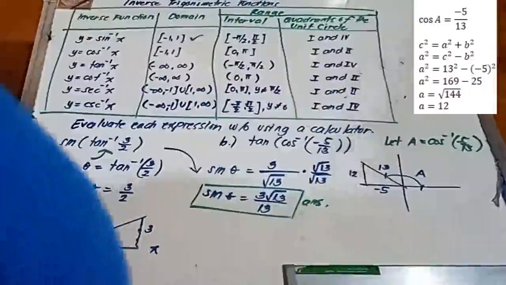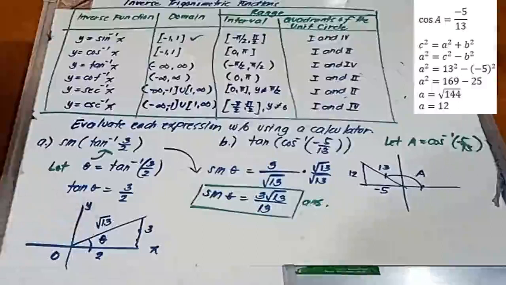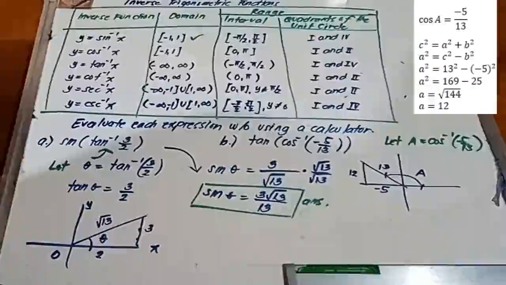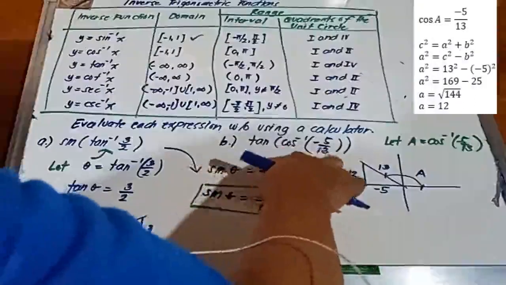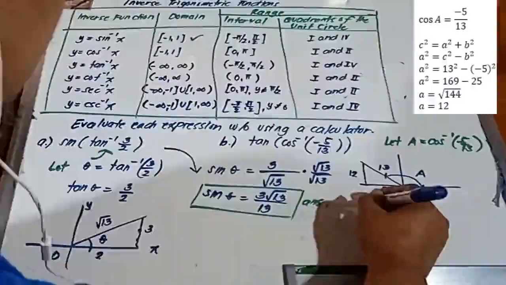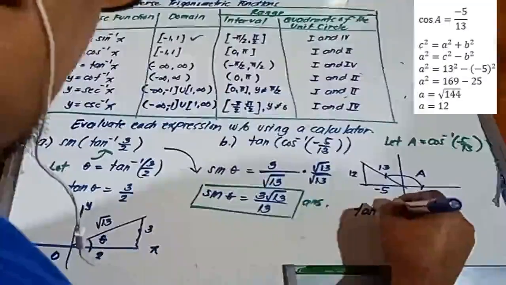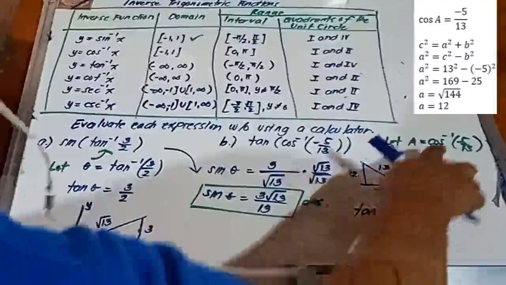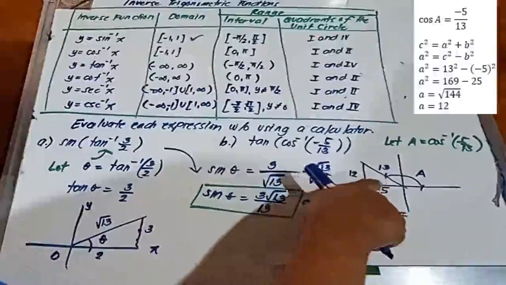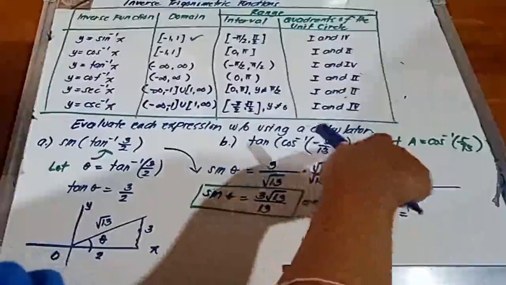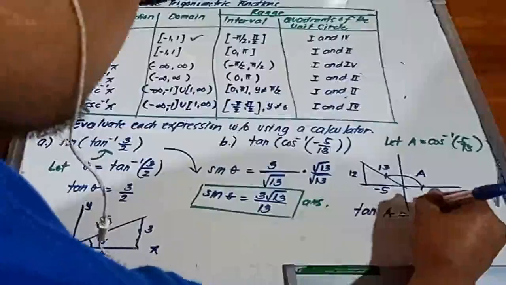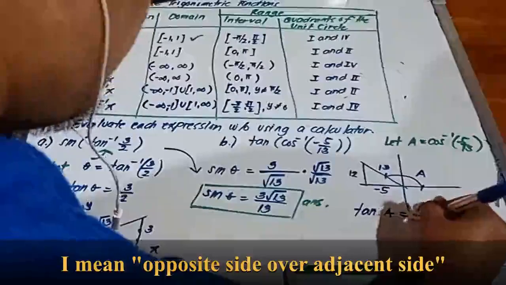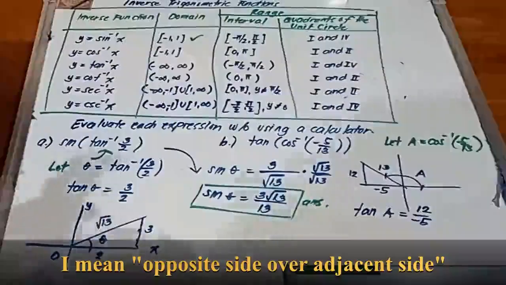So, pakicheck na lang gamit yung inyong scientific calculator. Now, so kailangan natin is tangent A. Okay? Tangent of this. So, kunin na natin. So, tangent A is opposite side over adjacent side. So, sagot ay 12 over negative 5. Nasagot natin.